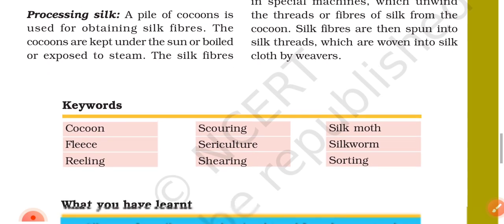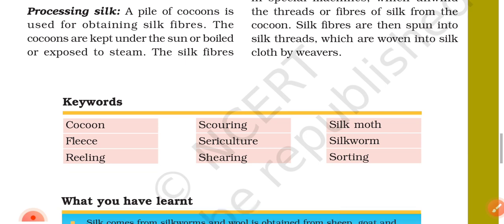This is the end of the chapter. There are some keywords: cocoons, scouring, silk moth, fleece, sericulture, silkworm, reeling, shearing, and sorting.